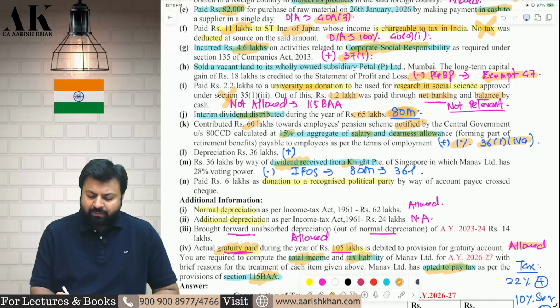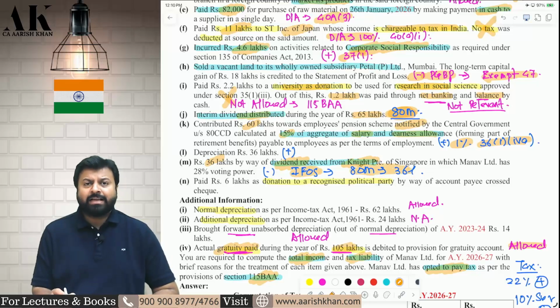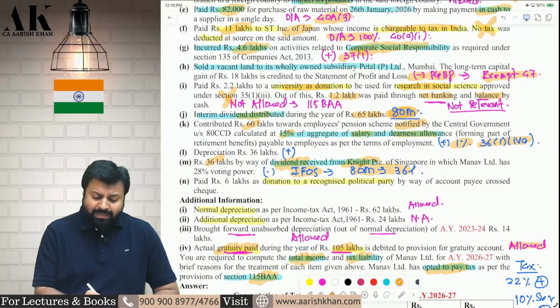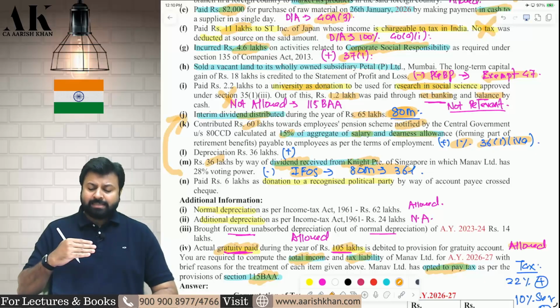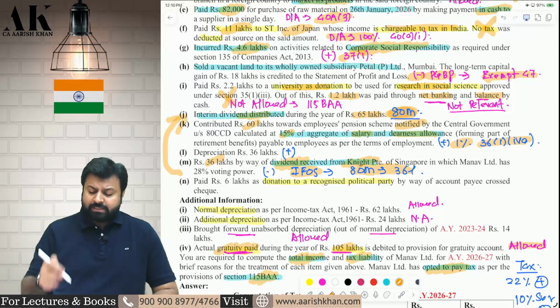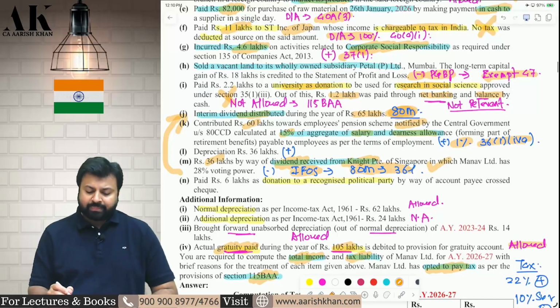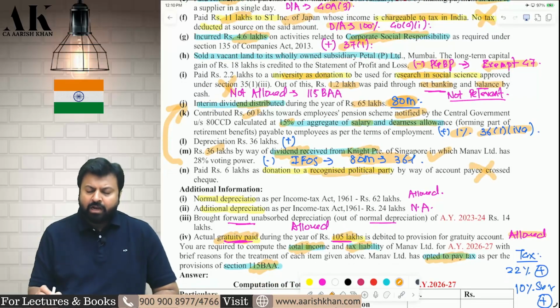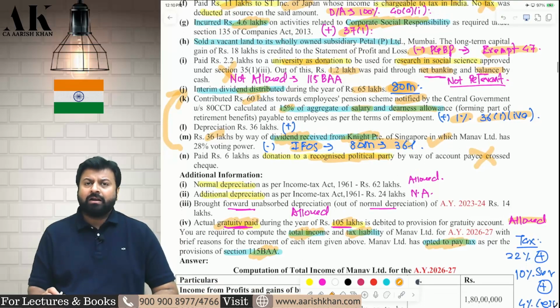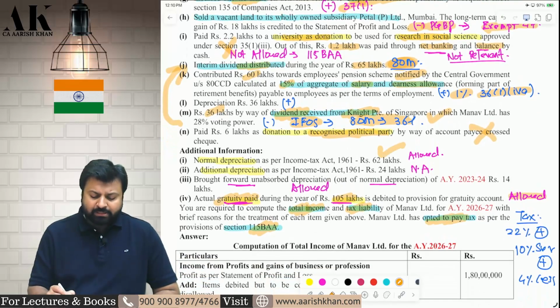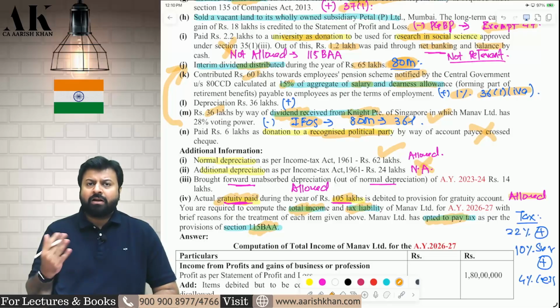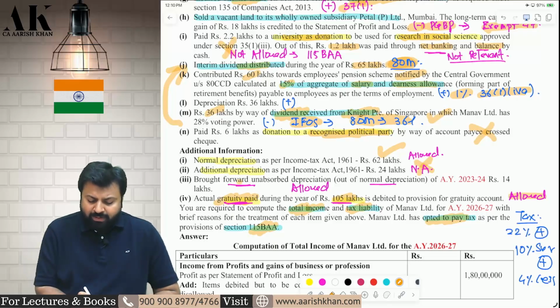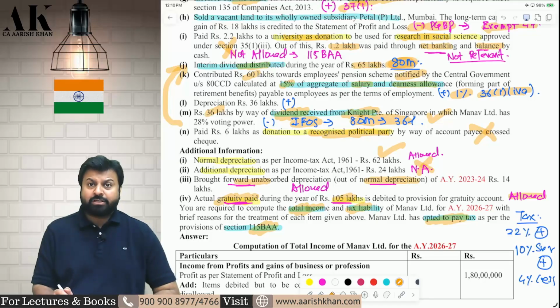Next, you are receiving some dividend from a foreign company. How much? 36 lakhs. So reduce this from PGBP and show that 36 lakhs in what? In IFOS. And compare that 36 lakhs dividend received with 65 lakhs dividend paid. Therefore, whichever is lower will be allowed as a deduction under 80M. Next, you are giving some donation to a political party, not allowed under 80GGC, not allowed under 115BAA. Next, normal depreciation allowed, additional depreciation not allowed under 115BAA. Next, brought forward unabsorbed depreciation allowed because it is out of normal depreciation. If this brought forward unabsorbed depreciation would have been from additional depreciation, even this would not have been allowed.